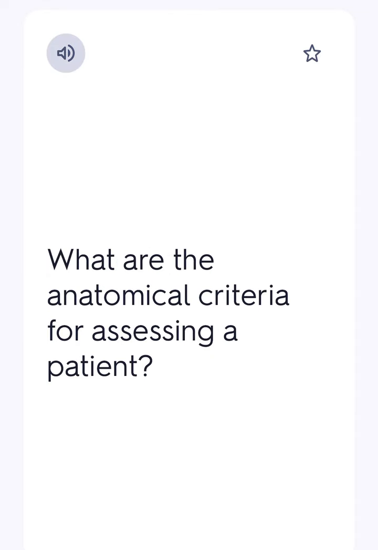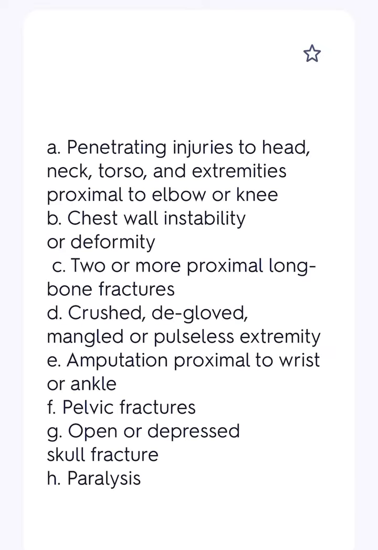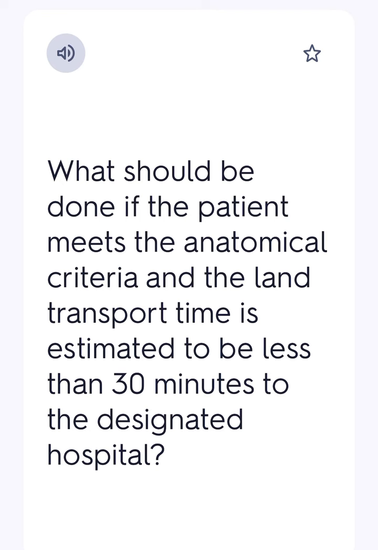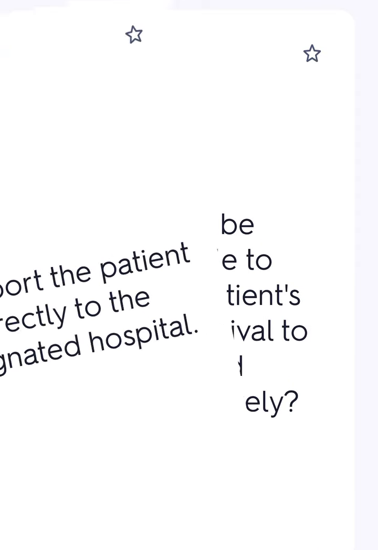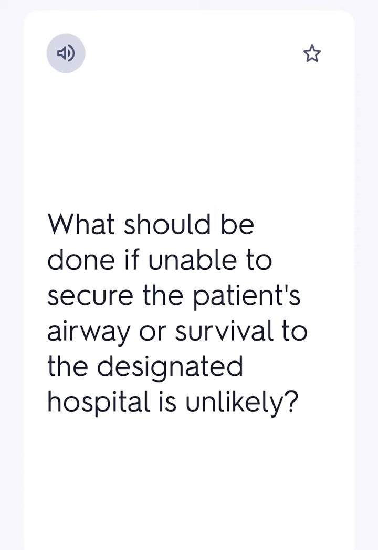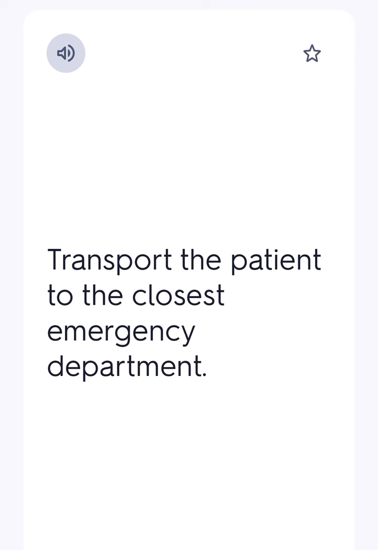What are the anatomical criteria for assessing a patient? What should be done if the patient meets the anatomical criteria and the land transport time is estimated to be less than 30 minutes to the designated hospital? Transport the patient directly to the designated hospital. What should be done if unable to secure the patient's airway or survival to the designated hospital is unlikely? Transport the patient to the closest emergency department.